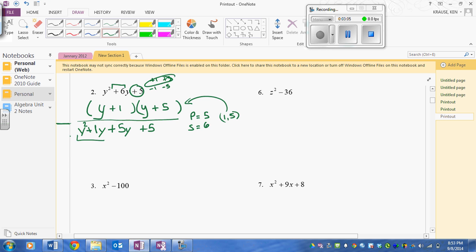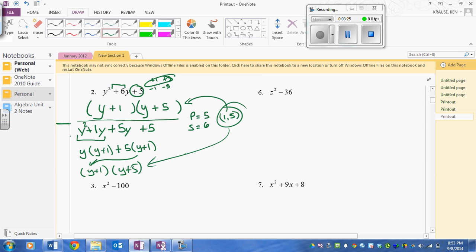So y squared plus 1y plus 5y plus 5. Out of these two, I can take a y out, and I'm left with y plus 1. Plus, now these two, I can take a 5, and I'm left with y plus 1. So my first set of parentheses is y plus 1, and the second part is y plus 5. But with these easy ones, you already knew those were going to be the two numbers. That's all you had to do. We're finished.